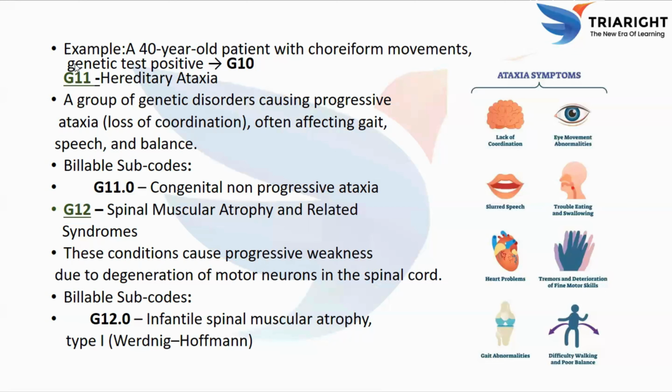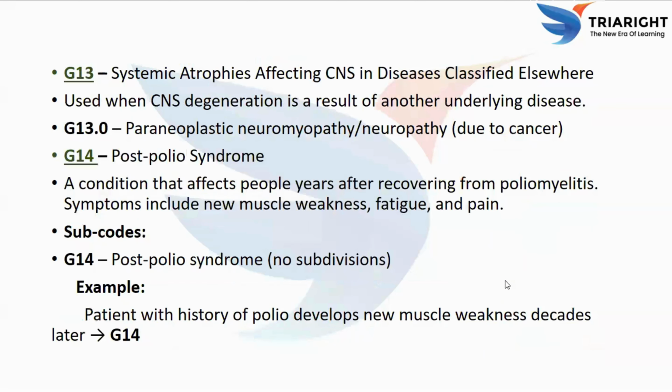So this is about the G11 and G12 codes. So next coming to G13. What is G13? It is simply used when the brain or spinal cord degenerates because of another disease. Here you can see the spinal cord degeneration, but the underlying disease is the other disease. It is not a primary neurological disorder. So the nerve damage happens secondarily due to something else.